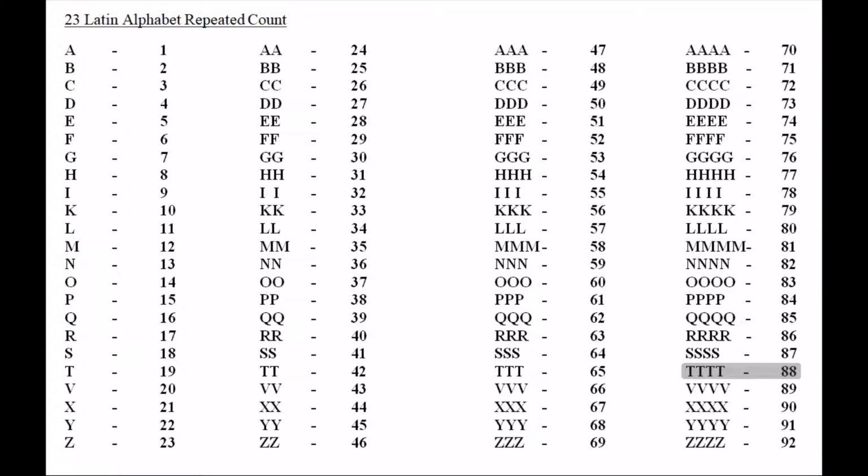88, using the Latin alphabet repeated count, which is used throughout these codes, is equal to 4-letter T's, or FORTIS, a name reference to Edward de Vere discovered by Alexander Waugh.